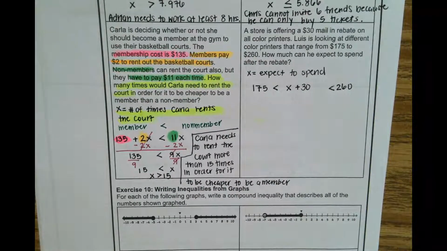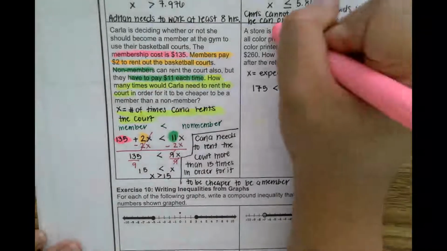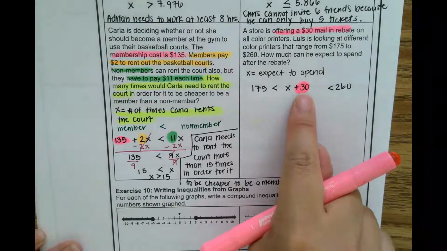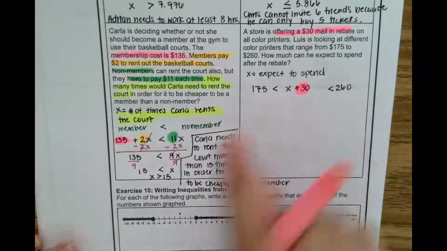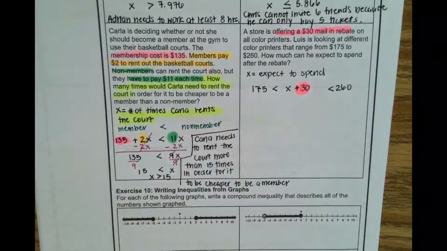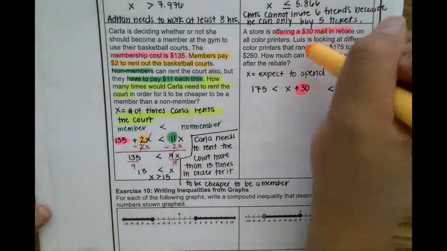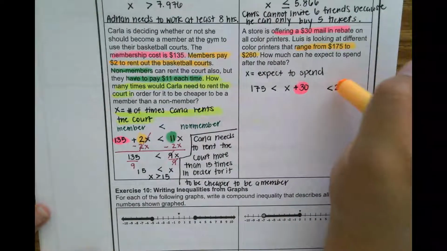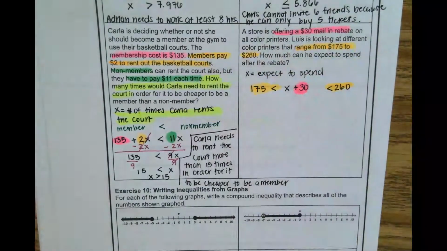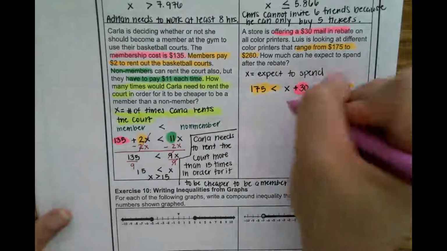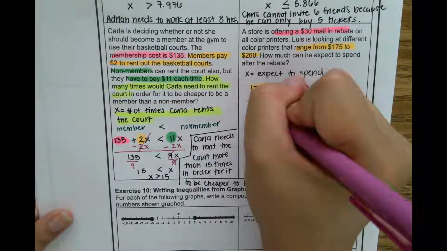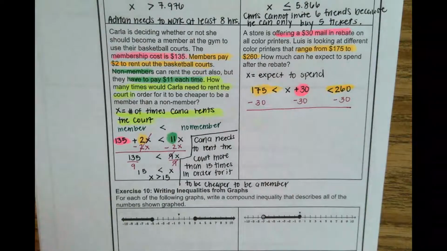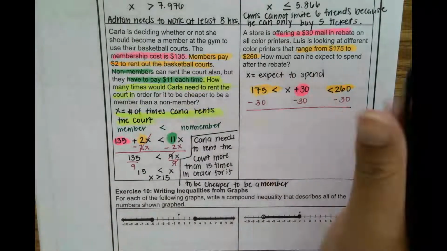Let me show you where I got the information. The $30 mail-in rebate means later he's going to take away 30 from the original cost. We also know that the price range he was looking for is between 175 and 260, so that's why it looks like this. All I have to do is solve now. Subtract 30, subtract 30, subtract 30. This is a compound inequality, so it has three sides.